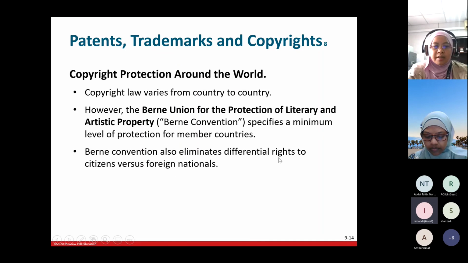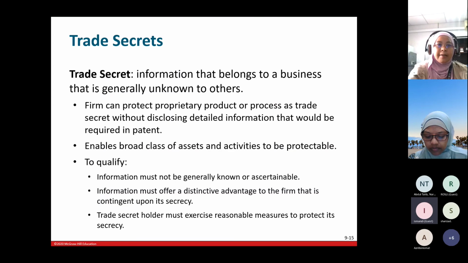So this is another thing that is becoming important, because now the product in Malaysia is not only sold in Malaysia but probably will also be sold internationally.